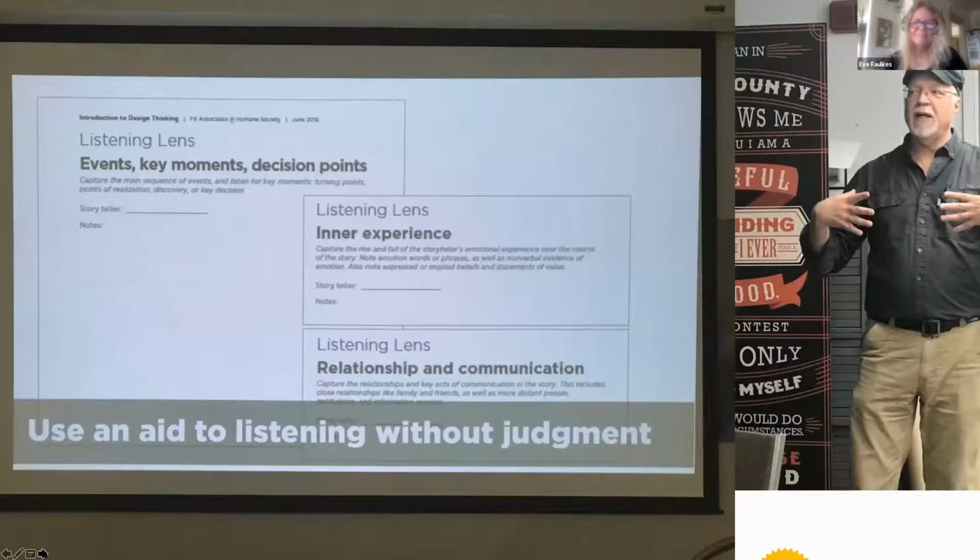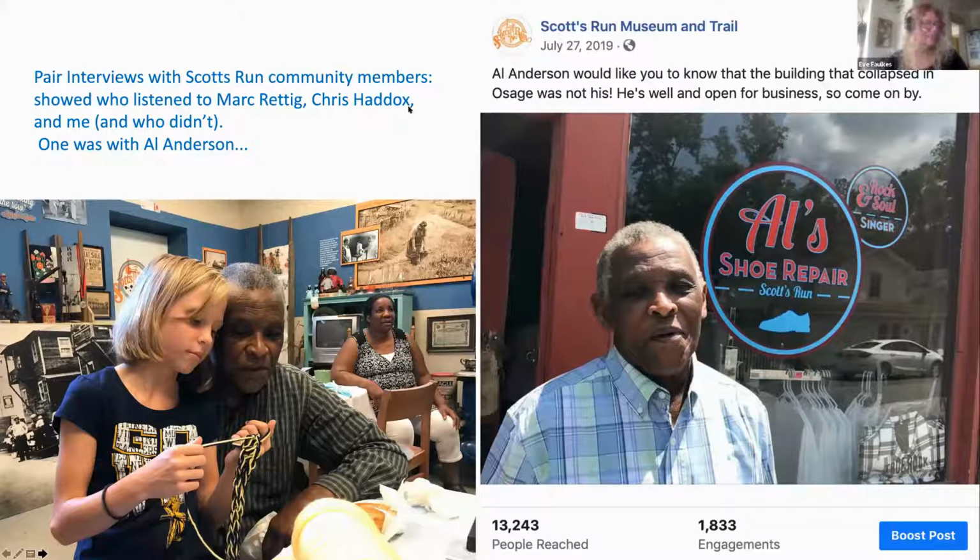Next slide. Meet Al Anderson. He looks like any other older Black man on the street, but he's more than that. He's the unofficial mayor of once incorporated Osage. He was just one of our interviews to get to know the community's members' dreams. He has many. To say he's beloved is to look at the number of hits when a building collapsed next to his and people thought he had died. He asked me to post on our Facebook page that he wasn't. 13,000 plus hits. And he's more. Slide.